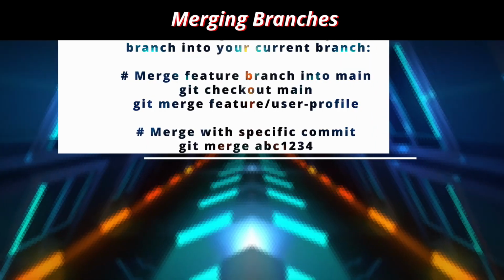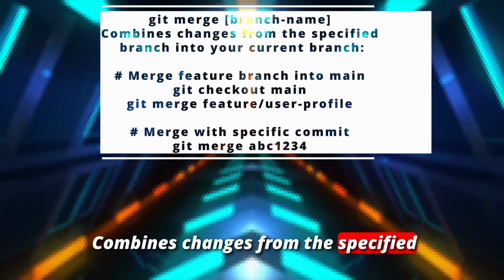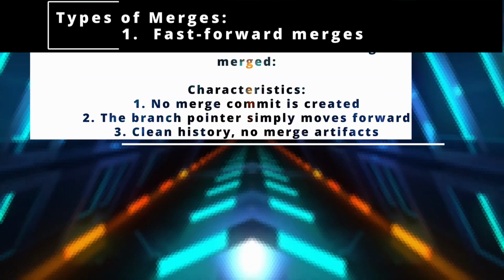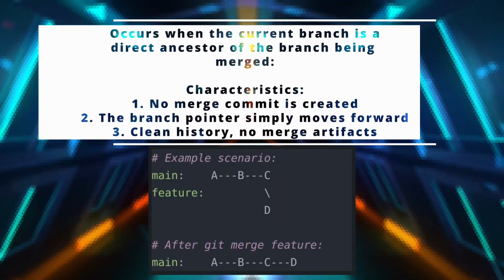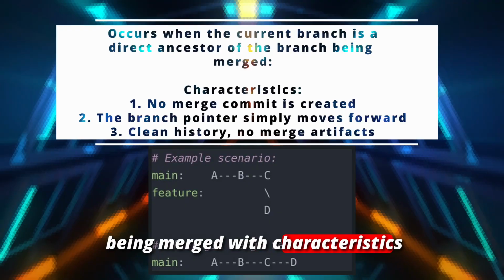Merging branches. Git merge branch-name. Combines changes from the specified branch into your current branch. Types of merges. Fast-forward merges. Occurs when the current branch is a direct ancestor of the branch being merged, with characteristics 1.